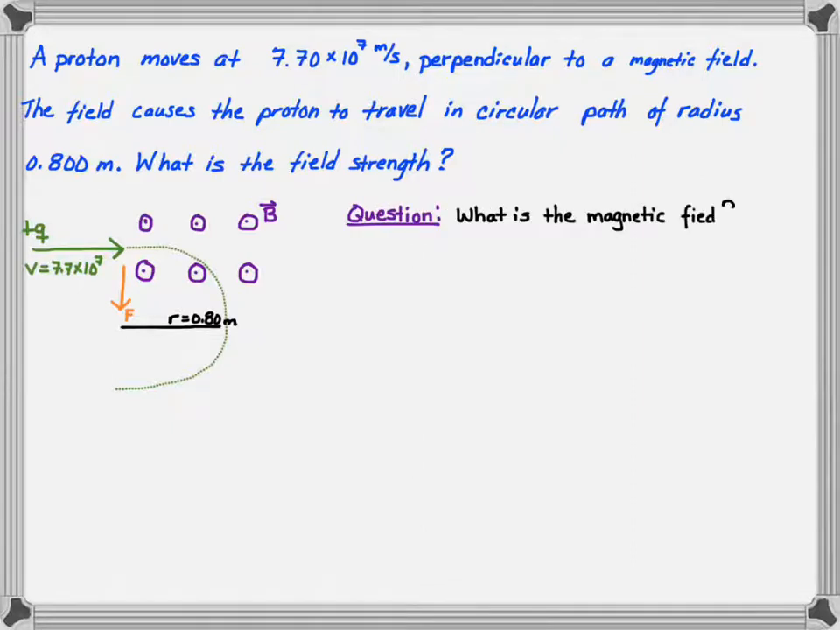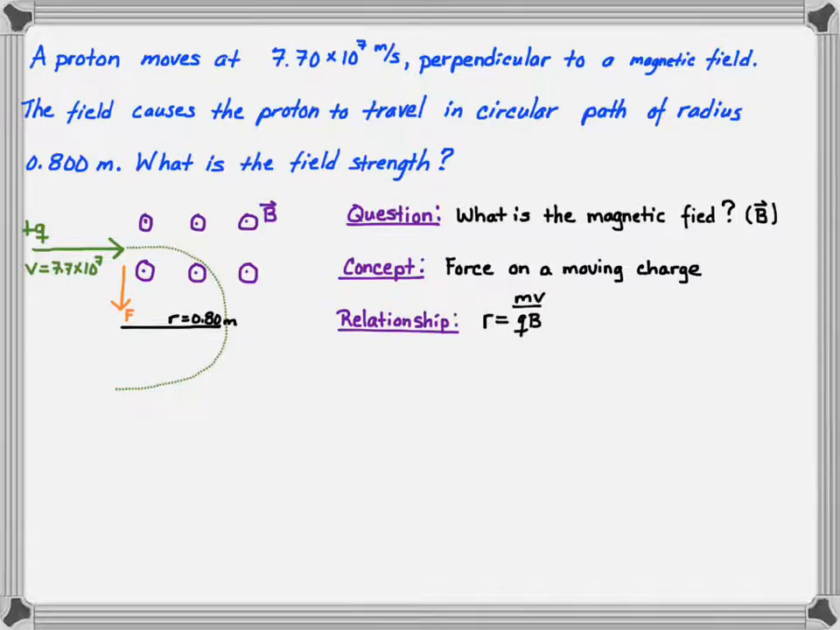So the question is, what is the magnitude of the field? Remember, magnetic field is labeled with a capital B. The capital B represents my magnetic field. Now the concept that I'm going to use is the magnetic force on a moving charge. The relationship I'm going to use is R is equal to mv over qB.